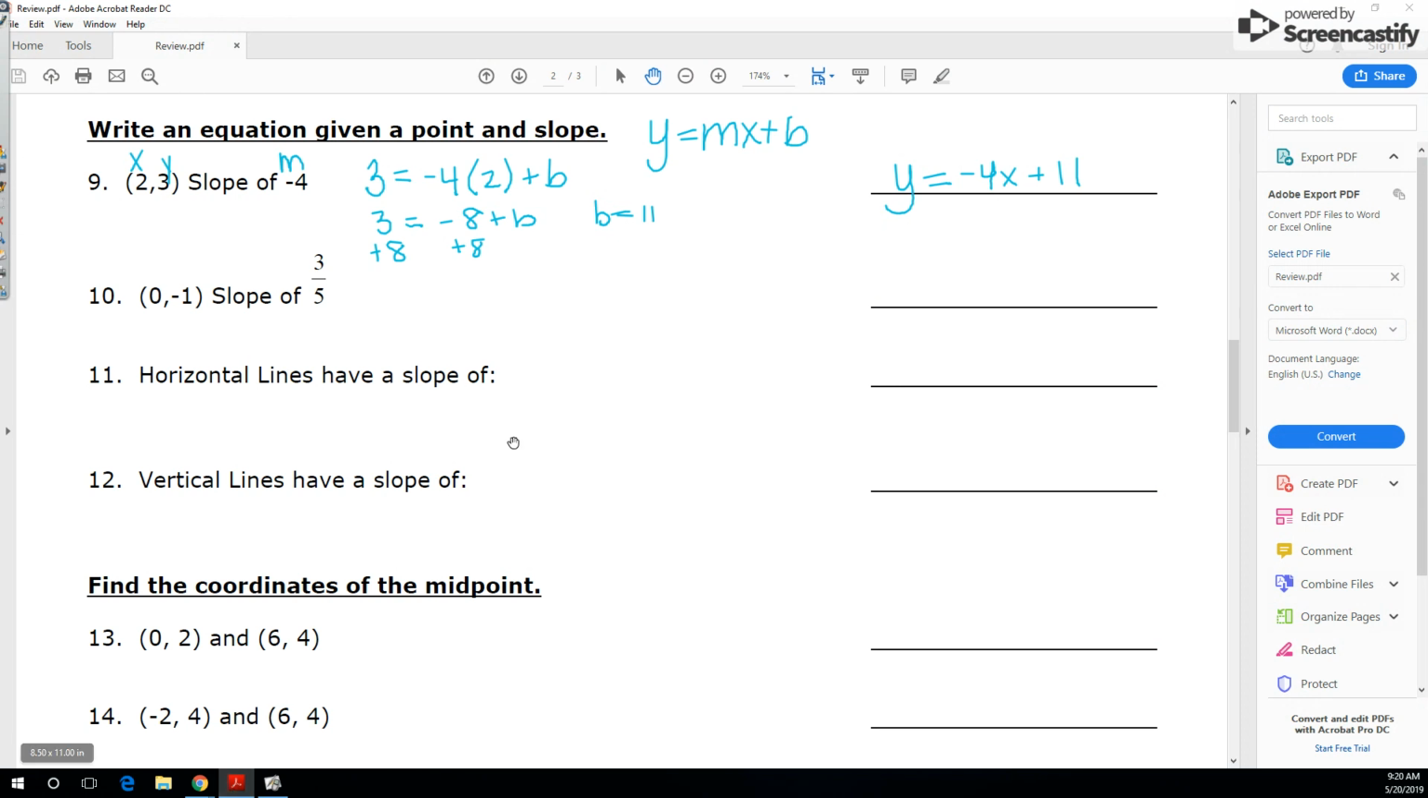Let me do another problem while this calculator's loading. All right, so kind of same thing here. This is x, this is y, this is m. y equals mx plus b. Anything times 0 is 0. So b is negative 1. y equals mx plus b. Okay. Ready to show you on the graph.